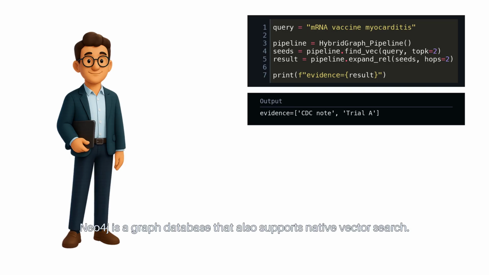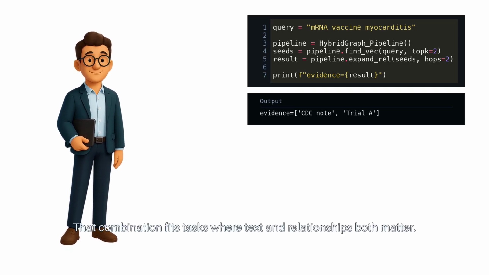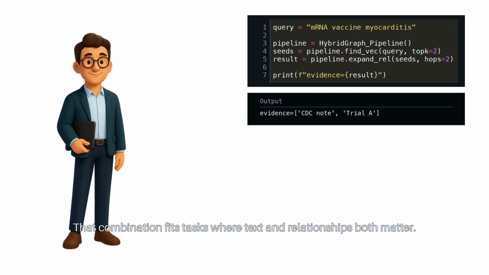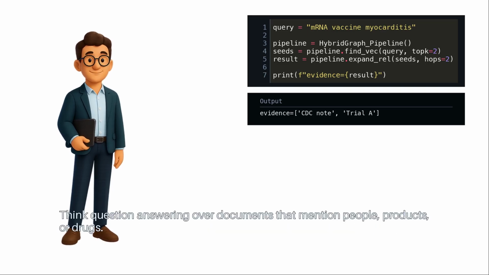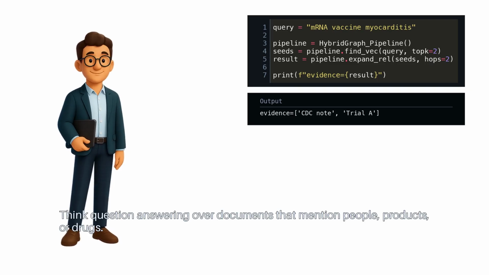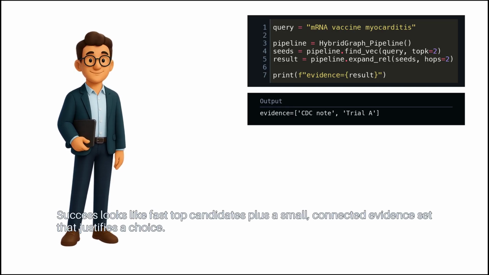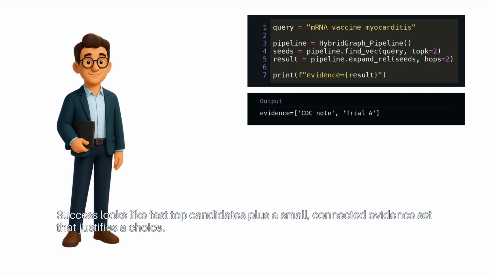Neo4j is a graph database that also supports native vector search. That combination fits tasks where text and relationships both matter. Think question answering over documents that mention people, products, or drugs. Success looks like fast top candidates, plus a small, connected evidence set that justifies a choice.